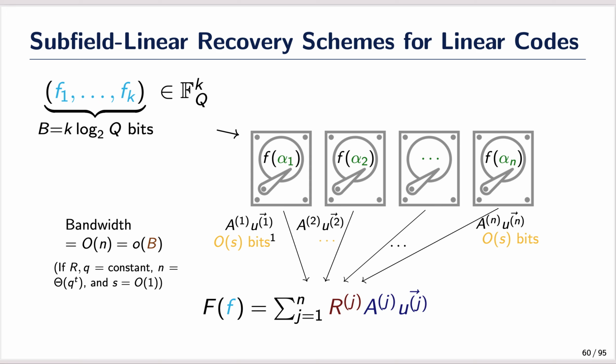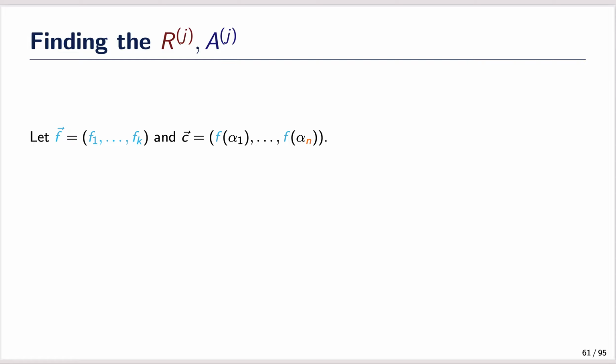And then how do we reconstruct, or how do we get the appropriate R_j and A_j? That's the remaining thing to be explained. So let's just write down f, the message symbols, as f_1 through f_k. And then, of course, the code word is these evaluations f(alpha_1) through f(alpha_n). We'll call that c. And remember, lambda is the vector of coefficients, and we want to compute lambda transpose f.